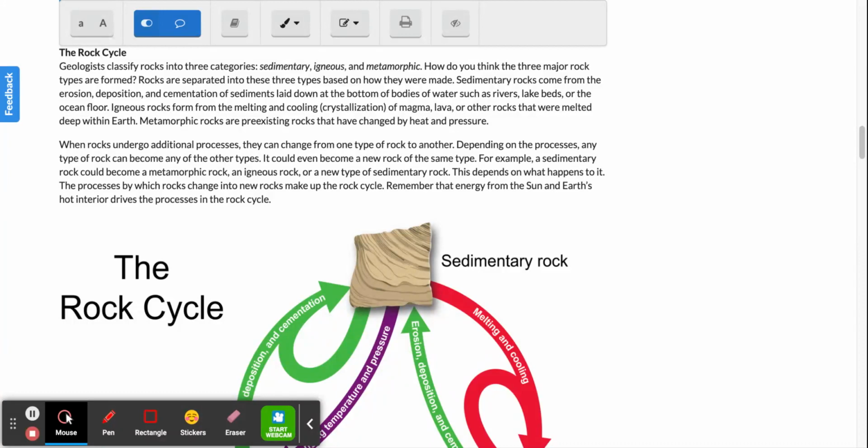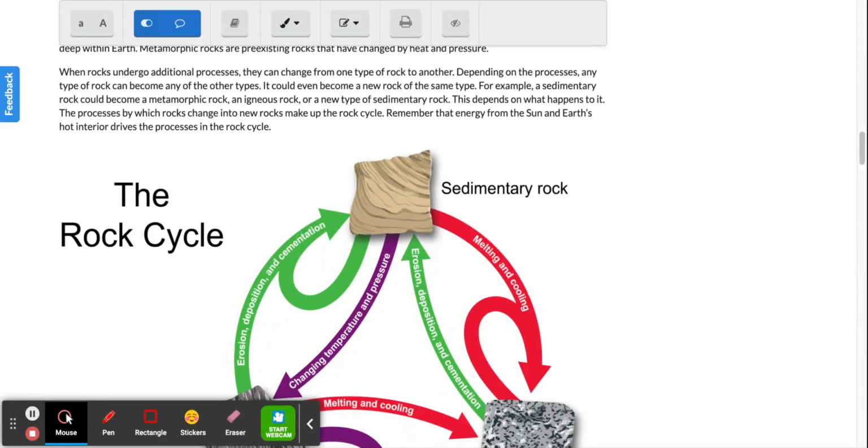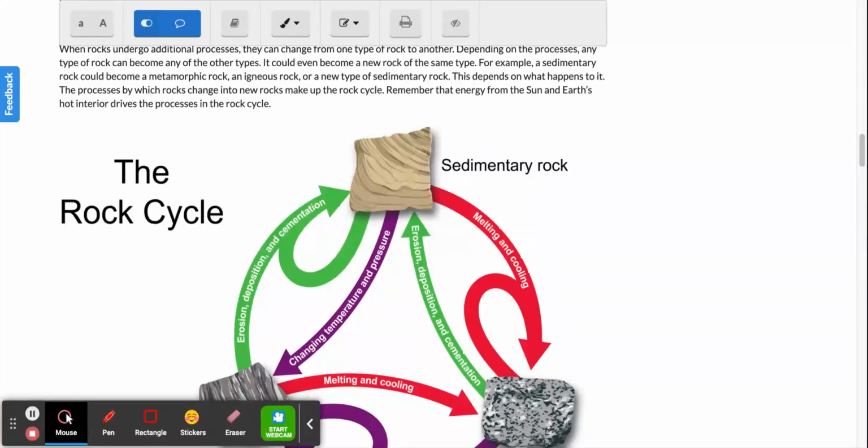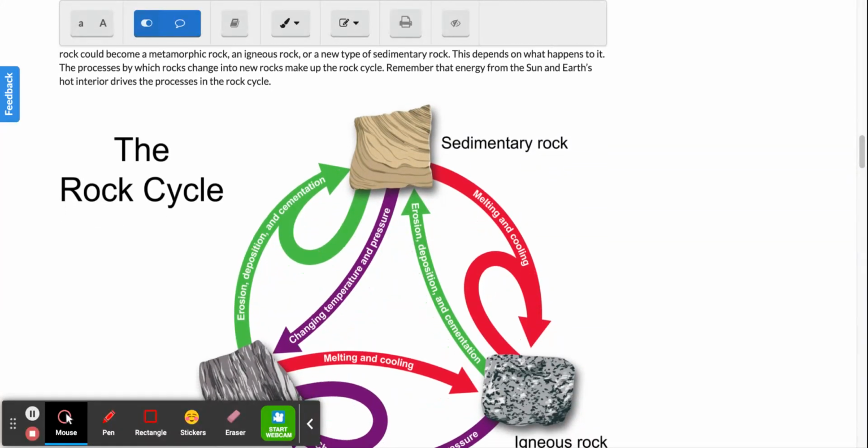When rocks undergo additional processes, they can change from one type of rock to another. Depending on the processes, any type of rock can become any of the other types. It could even become a new rock of the same type. For example, a sedimentary rock could become a metamorphic rock, an igneous rock, or a new type of sedimentary rock. This depends on what happens to it. The processes by which rocks change into new rocks make up the rock cycle. Remember that energy from the sun and Earth's hot interior drives the processes in the rock cycle.